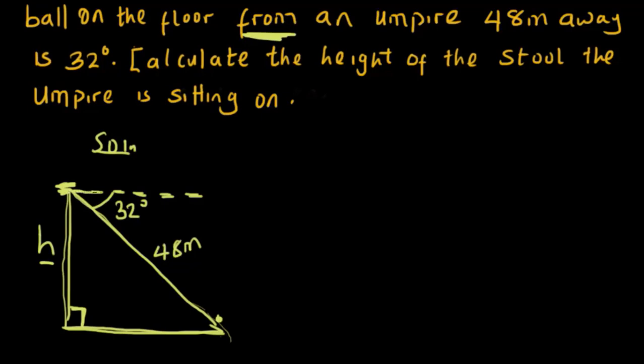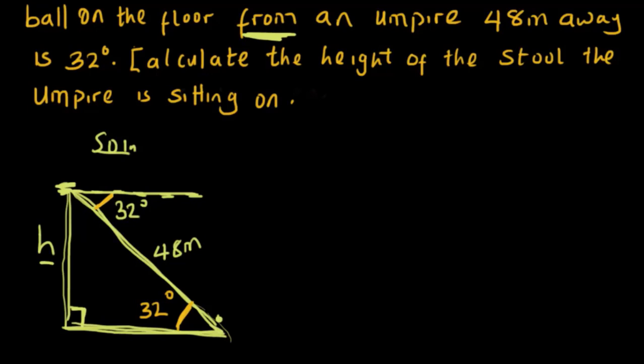Now can you see this Z-like shape? What that means is that this angle here is equal to this angle here. They are alternate angles. Does that make sense? So it means that this angle is 32 degrees. Do you understand that? So we can now solve for the height of the stool the umpire is sitting on.